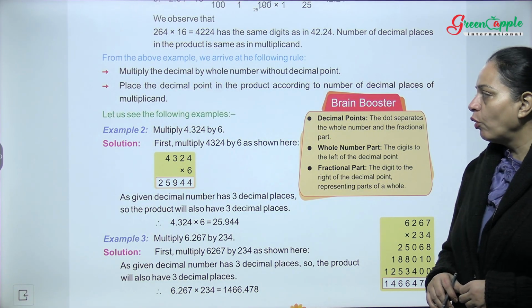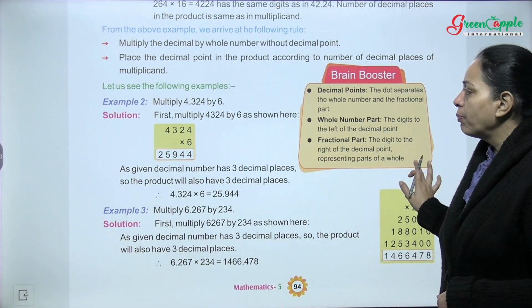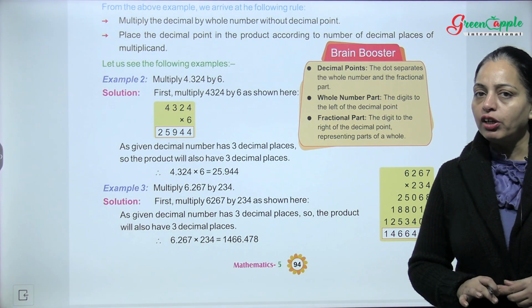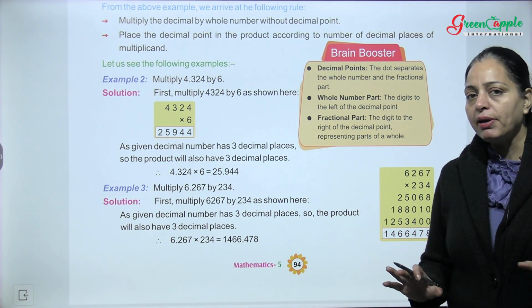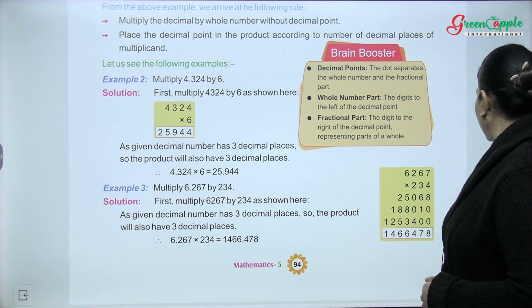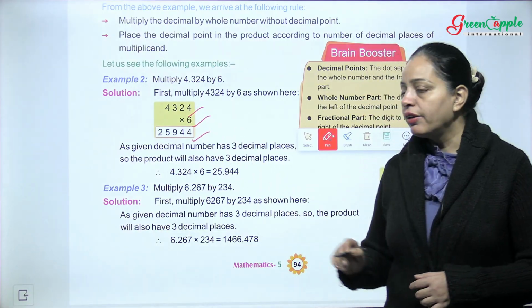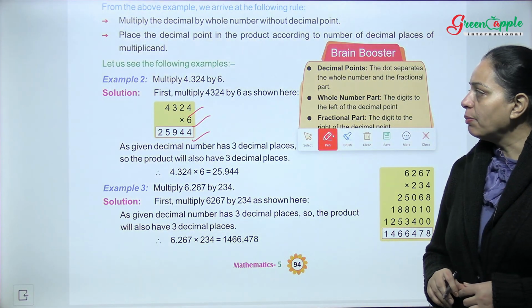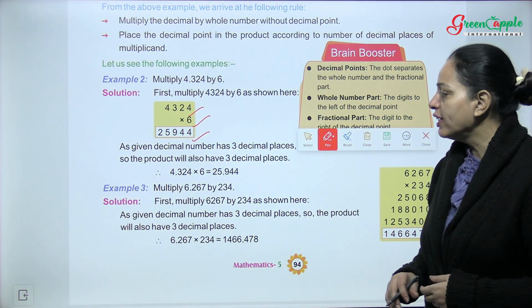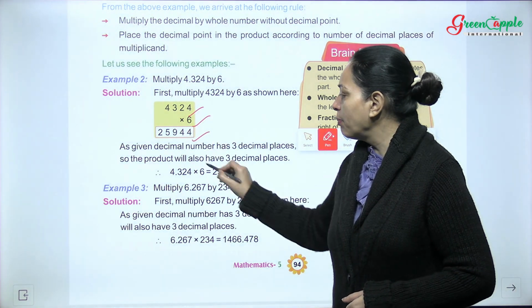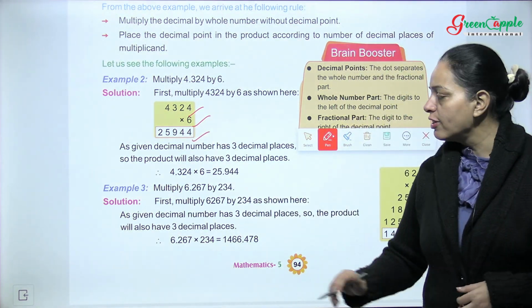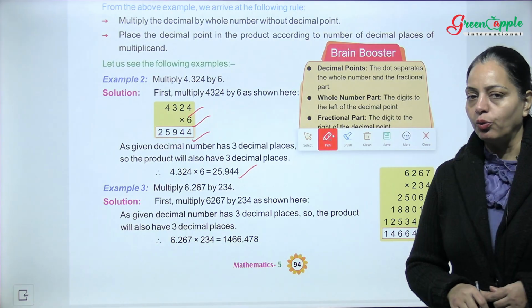Okay, let us see the following example. So here example 2, multiply 4.324 by 6. So simply multiply the numbers, 4324 by 6. Now put the decimal in the multiplicand. Decimal is before 3 digits. So answer में भी हम decimal लगा देंगे before 3 digits. So this is the value, right?